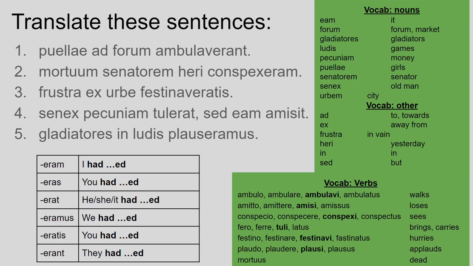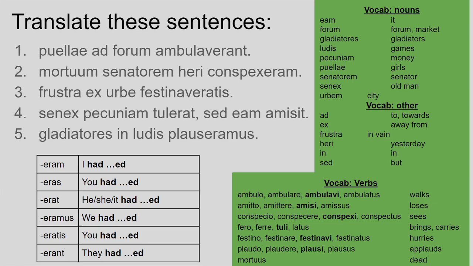For number four, senex pecuniam tulerat, sed eam amisit. Now I've got two verbs here, so let's start with the first part of the sentence. It's always the easiest thing to do. Take it in order if you're struggling. Tulerat is a weird verb. Now, I'm going to take this first because it's the verb for the first half of my sentence, and the verb always tells me the most information. But tulerat doesn't really look like any of the verbs in my vocab list unless I look at the principal parts.